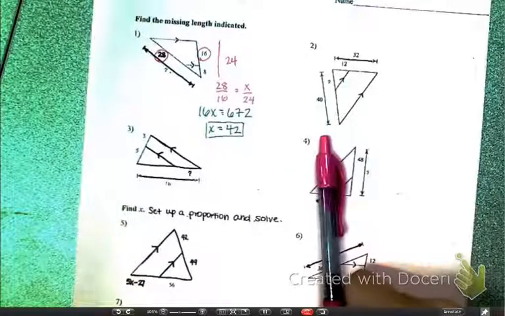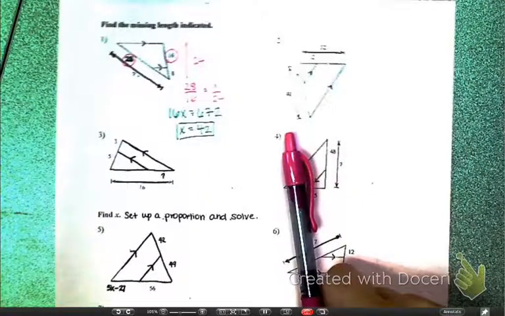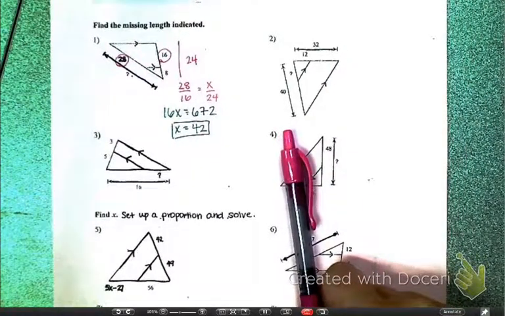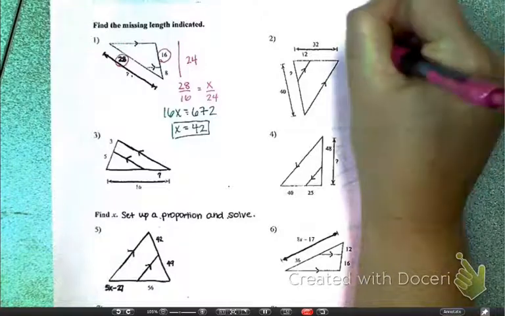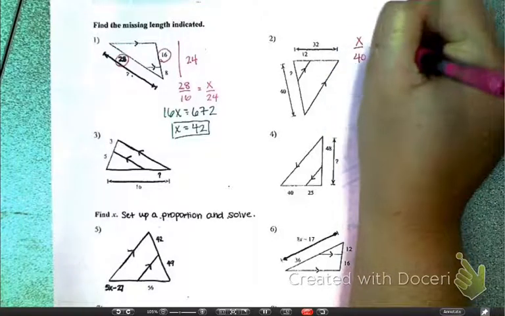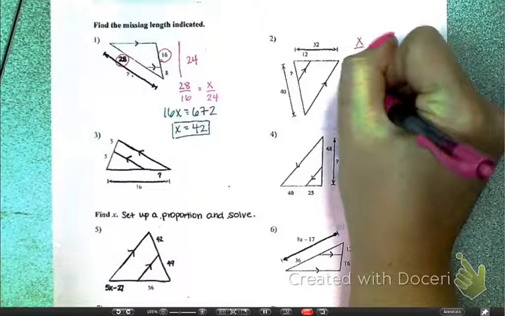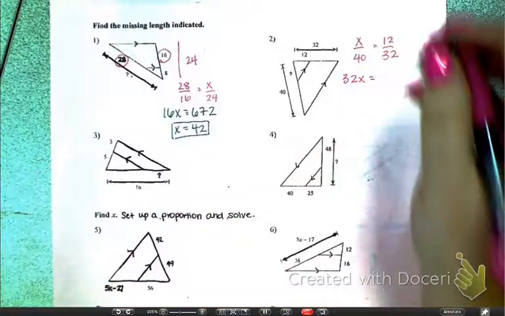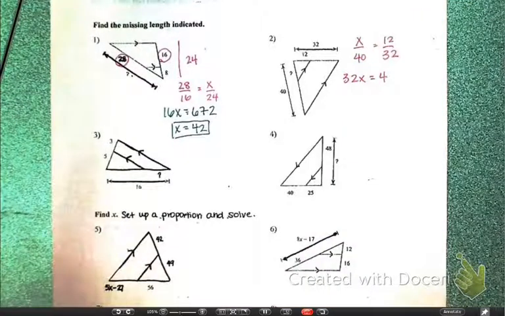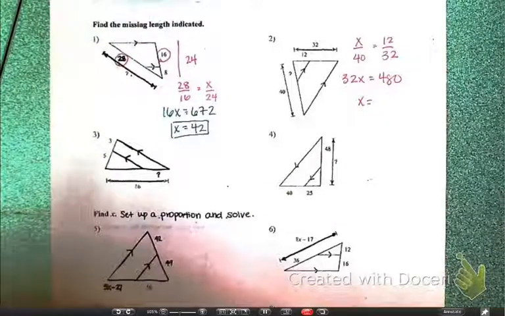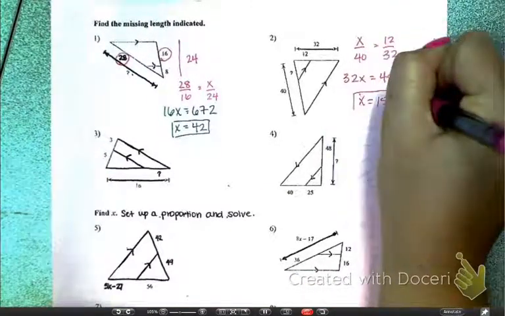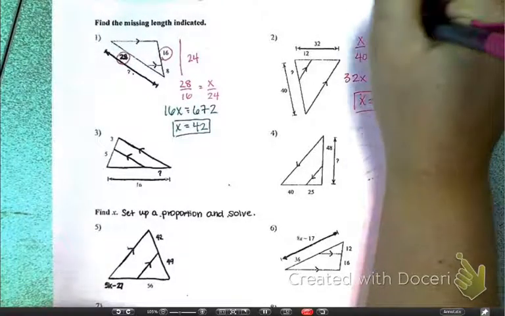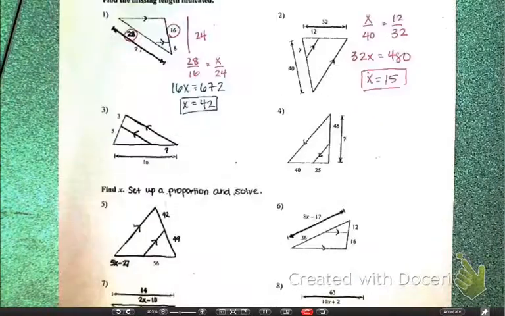Do we have enough information for number 2? Yeah, we have everything we need. So let's do x over 40 equals 12 over 32. So 32x equals 480. Is that what that is? Yeah. And then divide by 32. You should have ended up with x equals 15. Still okay?